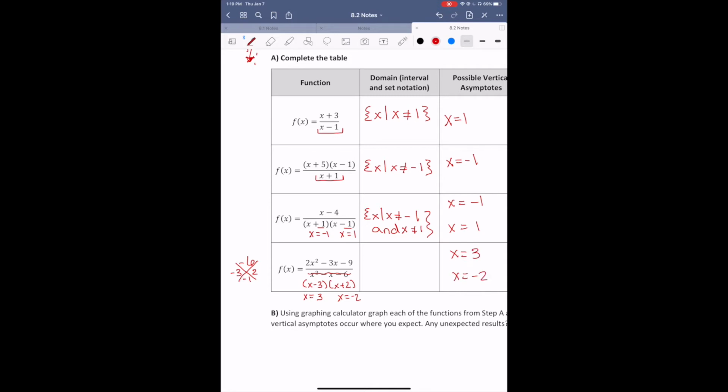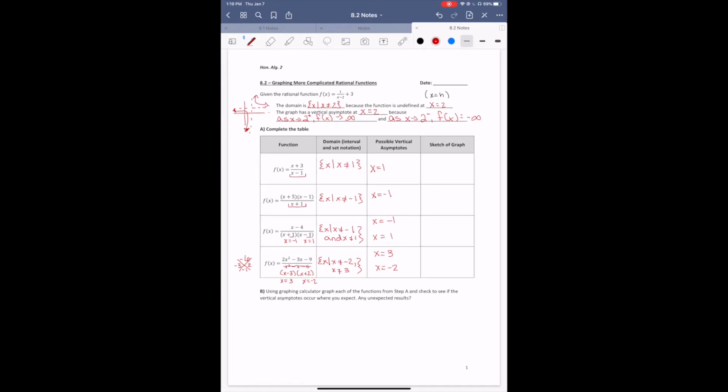For the domain, set notation defined for x cannot equal -2, and x cannot equal +3. Okay. Now, for the next part, it does say use a graphing calculator to graph each of the functions from step A and check to see if the vertical asymptotes occur where you expect. So here's what I want you to do. I want you to take your calculators and graph this.